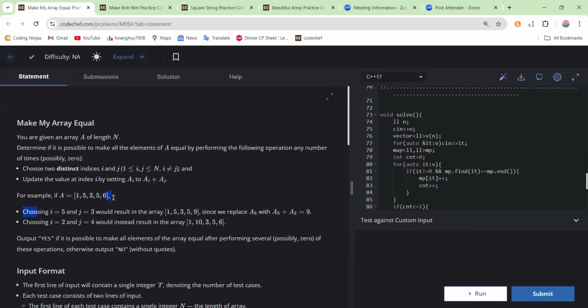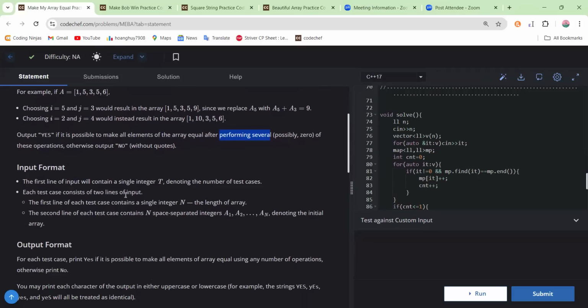For example, if you have this array and you choose i equals 5 and j equals 3, in that case you are going to replace a5, that is ai, with a5 plus a3, that is ai plus aj. This is the operation you can perform. So you need to output yes if it is possible for you to make all the elements of the array equal after performing several, possibly zero, of these operations. Otherwise, you need to output no.